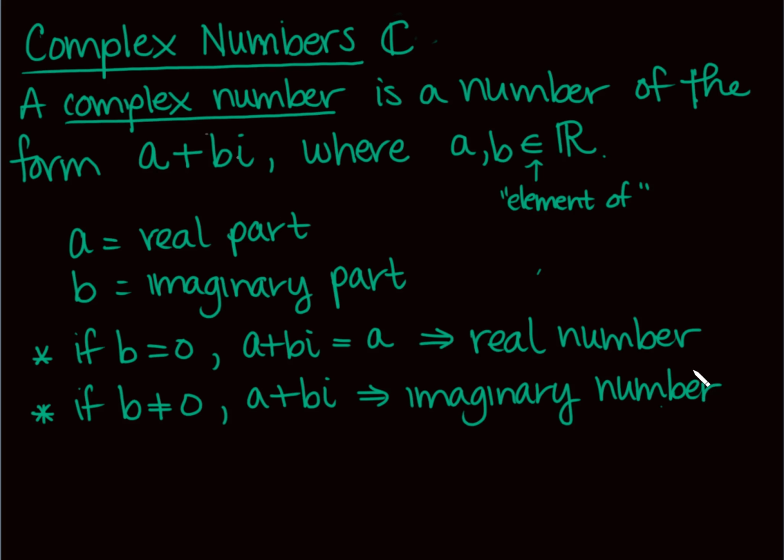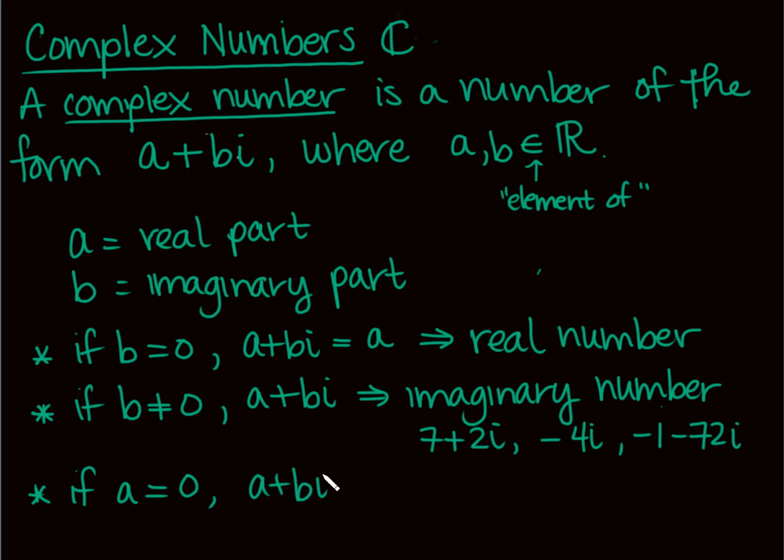If that b is not 0, like 7 plus 2i, that is an imaginary number. Negative 4i is an imaginary number. Negative 1 minus 72i is an imaginary number because it has an imaginary part. And the last thing, if a is equal to 0, then we know that a plus bi is just equal to bi, and we say that this is a pure imaginary number, meaning there's no real part to it.